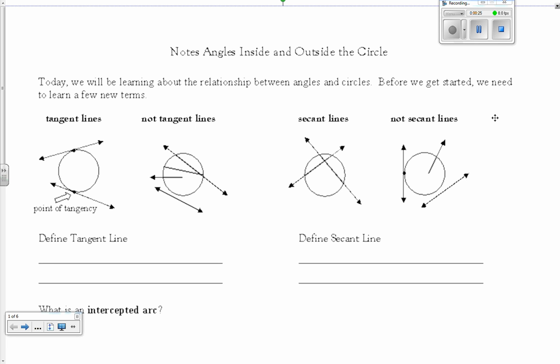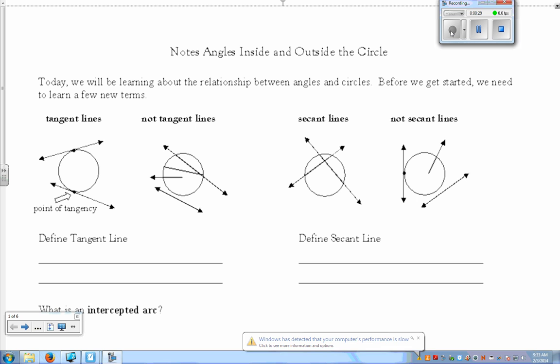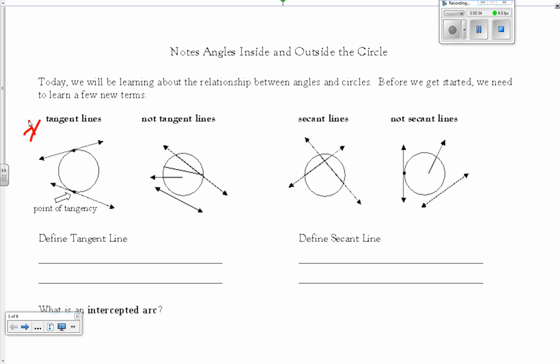Tangent lines are lines that just touch the circle at one point. Okay, so look at this example right here. If you see, this arrow says point of tangency. This line right here is just going through the circle and it's just touching it at one point. It does not cross through more than once. We can also see it in this example right here. Here's a point where it's tangent.